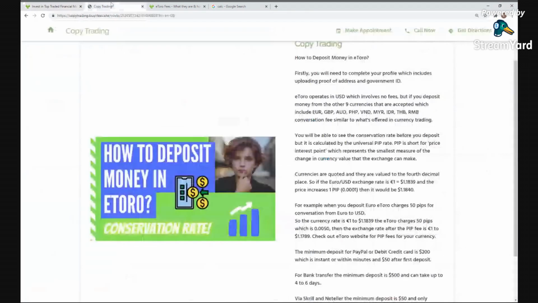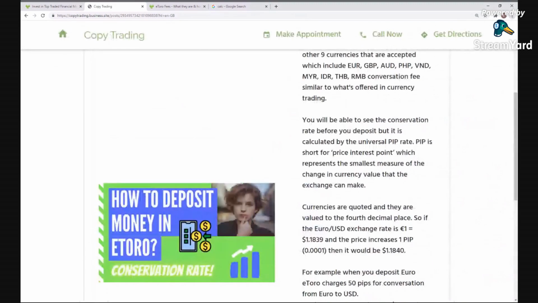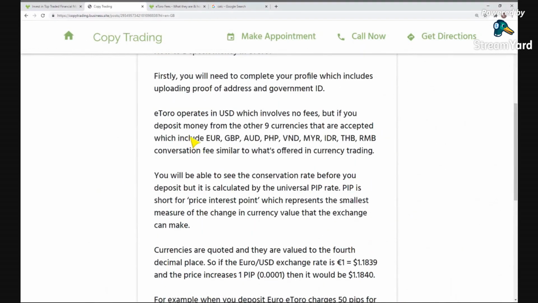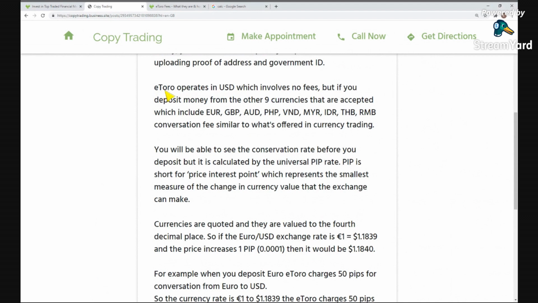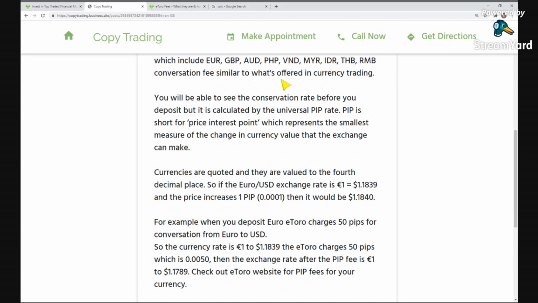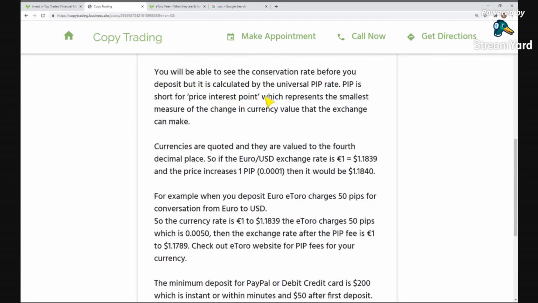But let's go back to my notes here. Okay, so first of all, you need to understand, I'm just going to expand this so you can see it. Okay, so as I said, eToro doesn't have a set fee for depositing money, but it has a conversion fee if you're not using US dollars. So US dollars, there's no fee, okay? But for one of the other 9 currencies, there's the PIP rate, okay? So this is used for currency trading, forex trading.